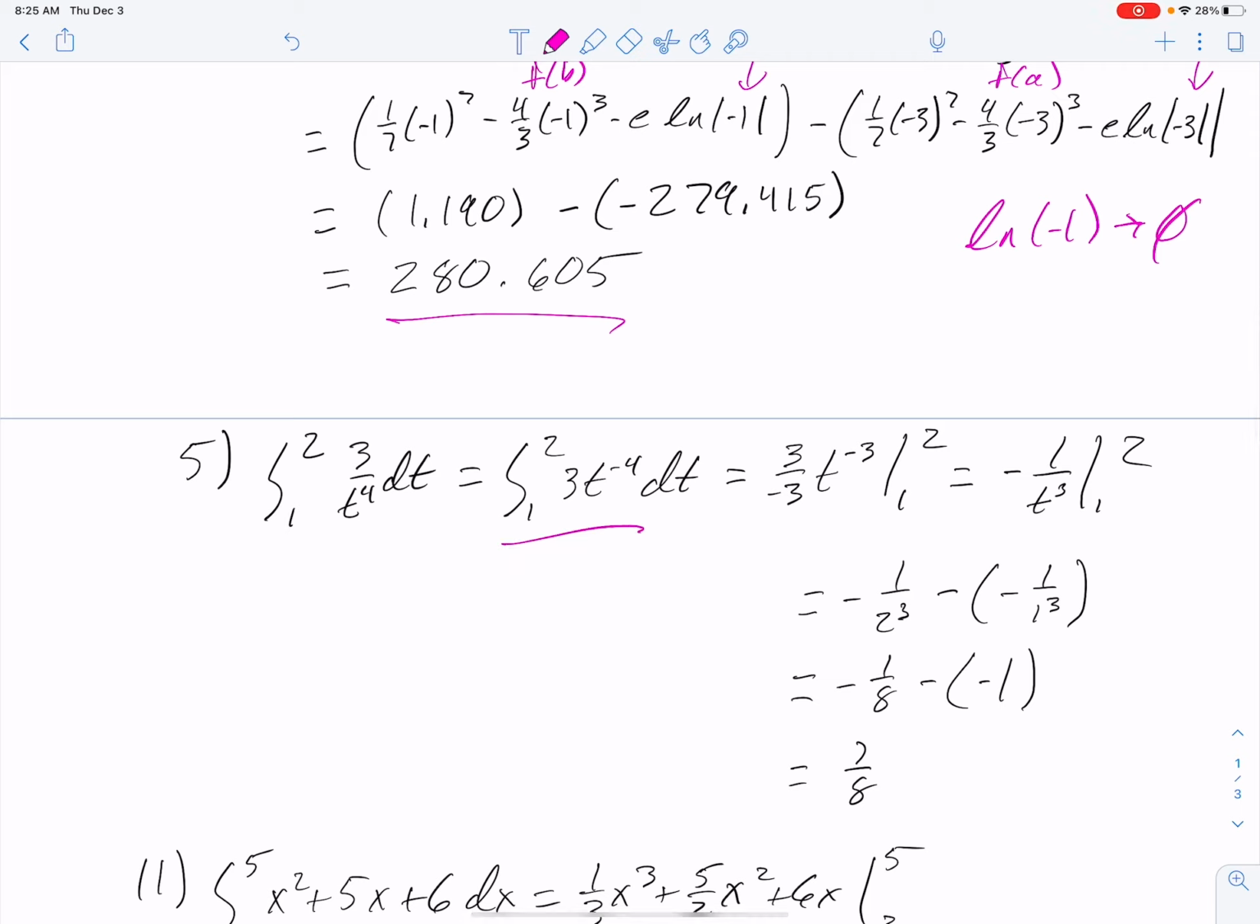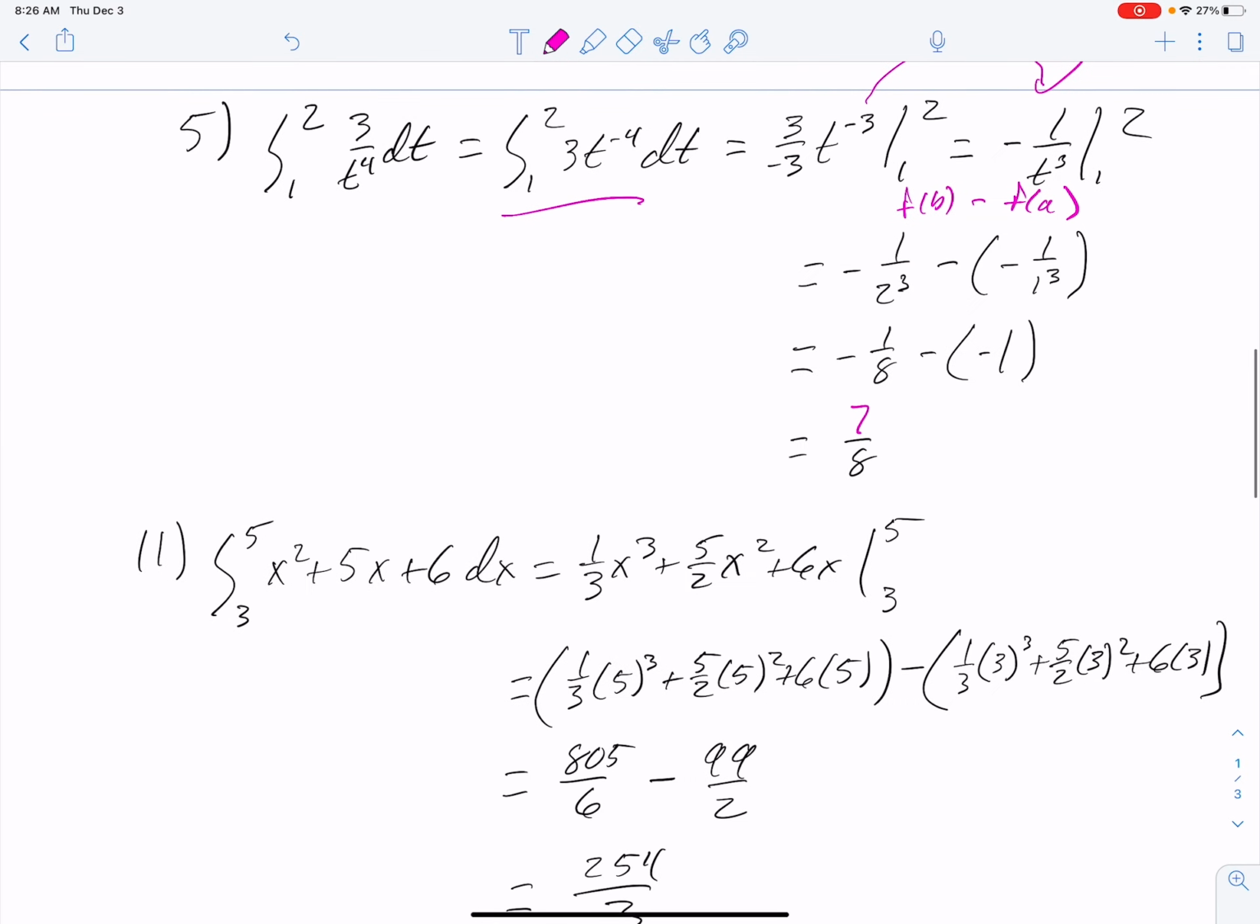Number 5, once again, take the time to rewrite so I can use my anti-power rule. And then when you find your antiderivative, take the time to rewrite without the negative exponents. It makes it a lot easier to work with. F of b minus f of a, and I get my final answer. Sorry, that looks kind of like a 1, 7/8. And if you want to give the decimal equivalent, feel free.